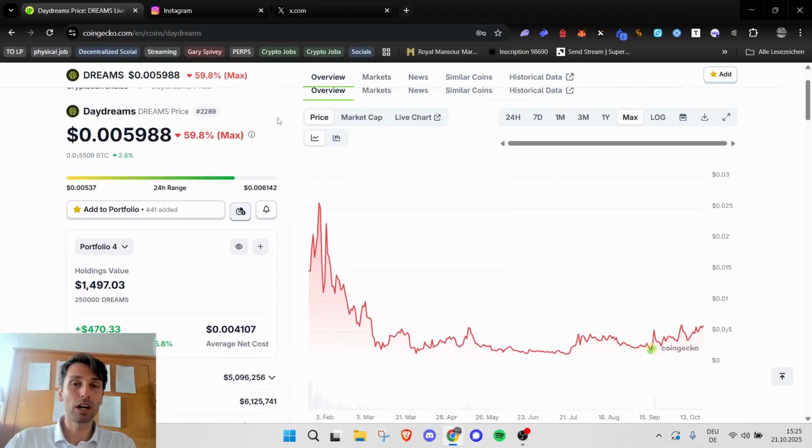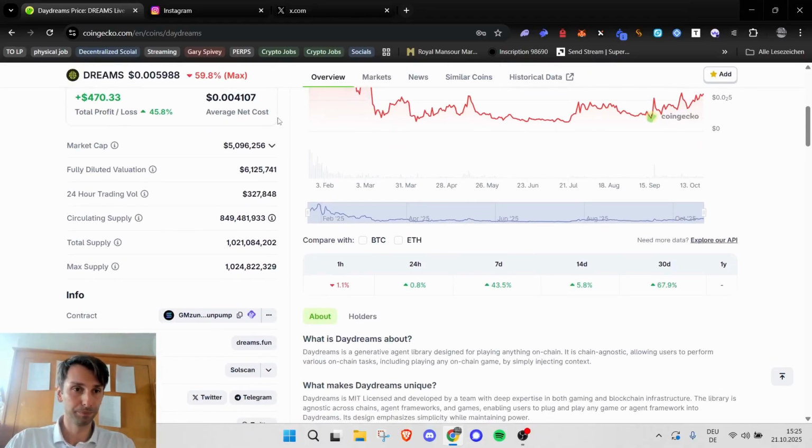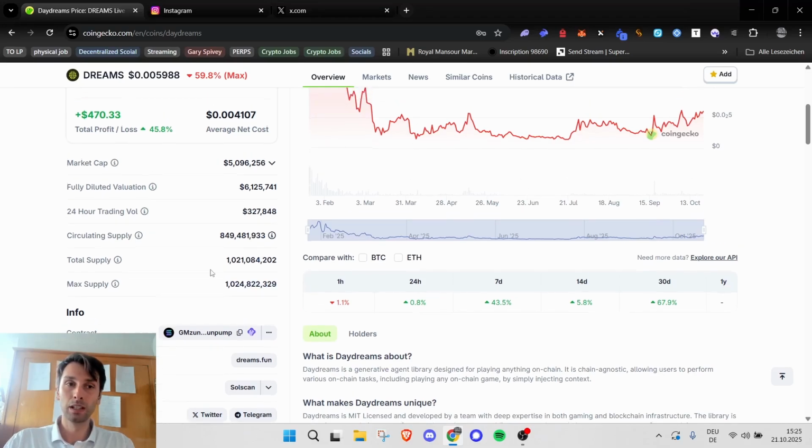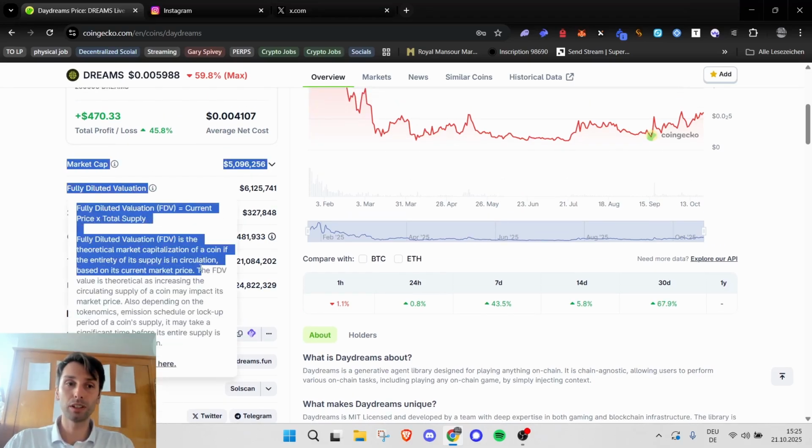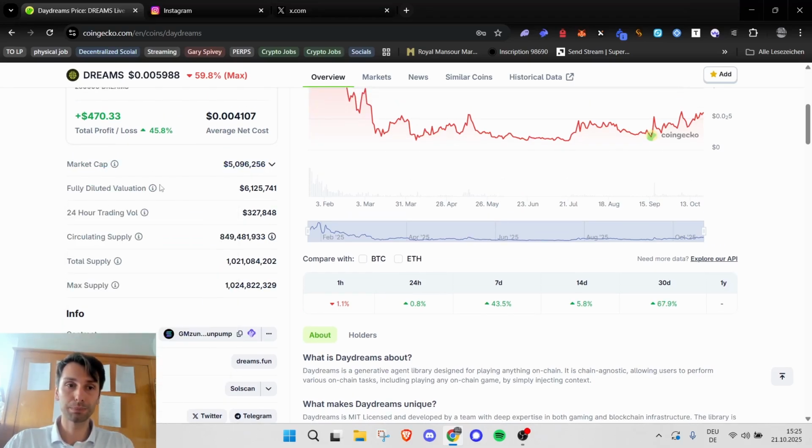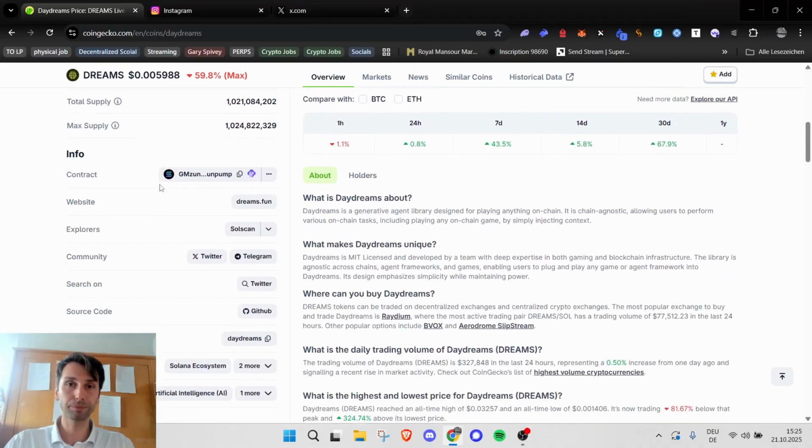Then for other data points, you can see its market cap, its fully diluted valuation, 24-hour volume, circulating supply, total supply, and maximum supply. All these terminologies are explained in our crypto lexicon. So check out the Telegram channel Crypto Lexicon if you don't know what it is, or use ChatGPT, whatever you want.